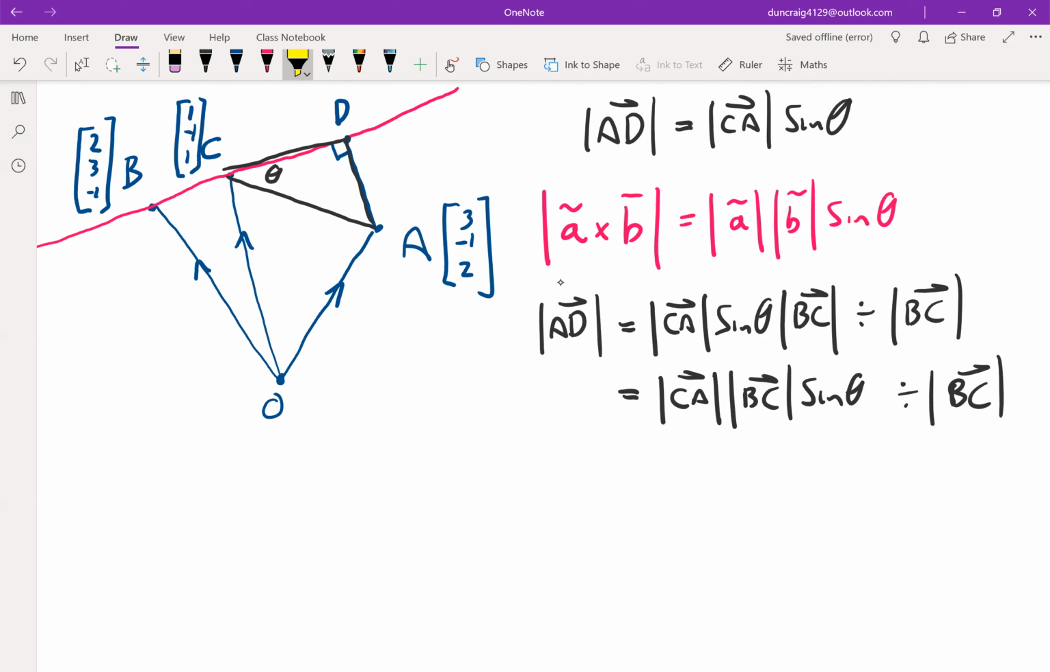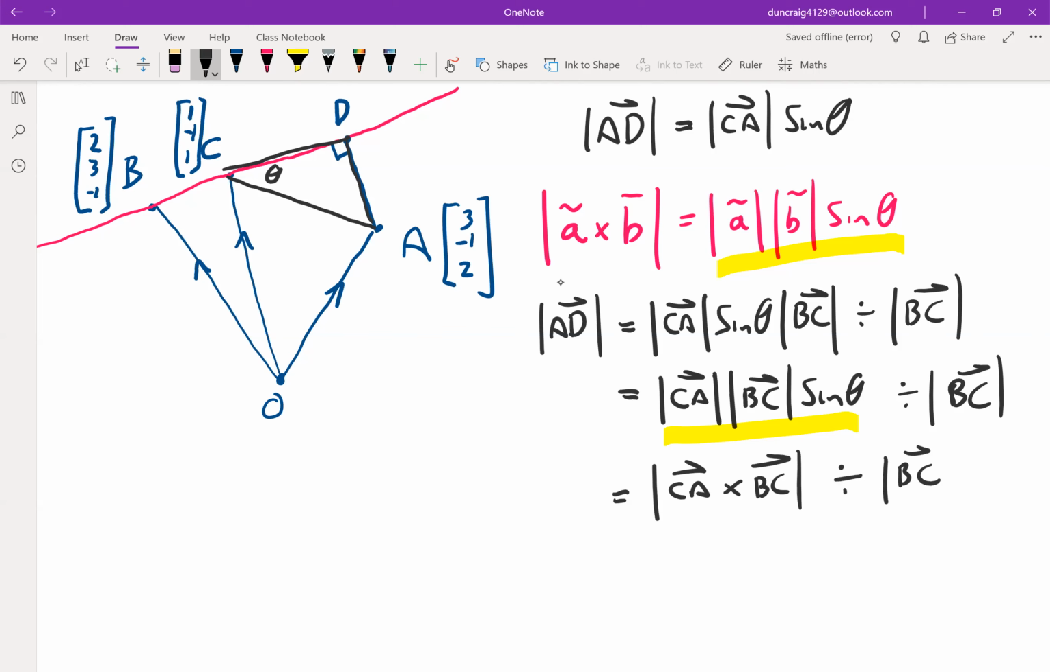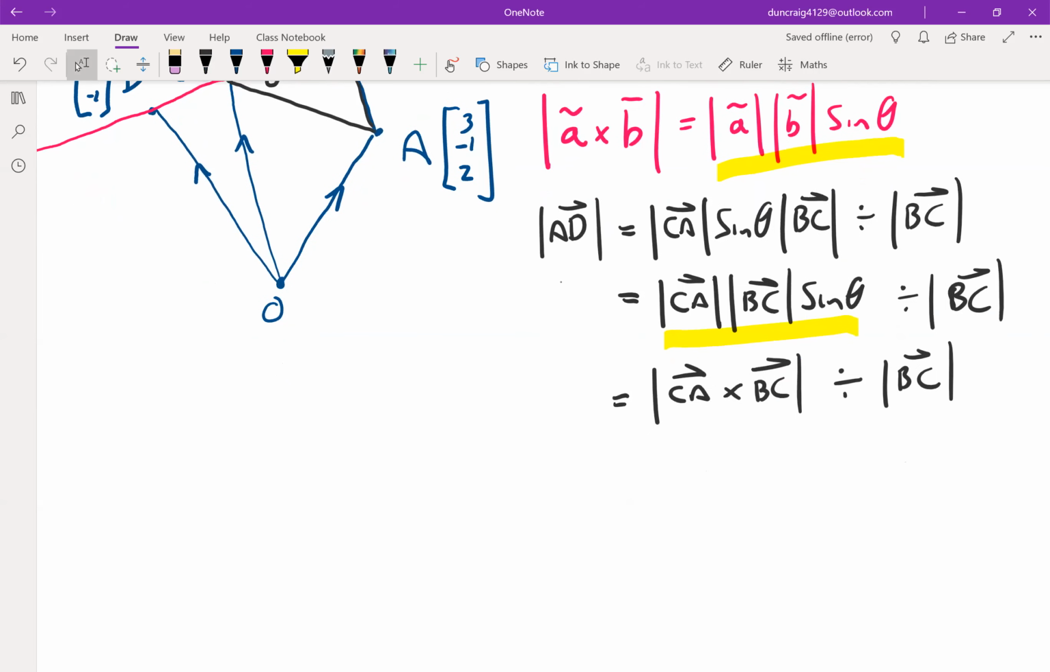Now if you have a look, you go, oh, actually, that part there is exactly the same as that part there. They're identical. So I'll just underline those ones there. So then I can say that CA BC sine theta is actually really just the magnitude of CA cross BC. And then if I divide that by BC, that'll tell me what the magnitude of AD is. So BC, I can easily identify. I figured that out earlier. CA, I can figure out as well. So let's just write out what those are.